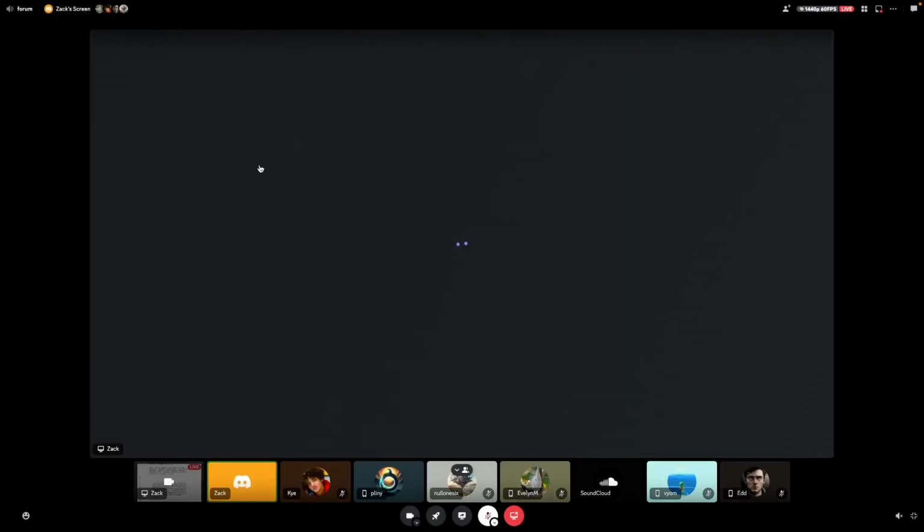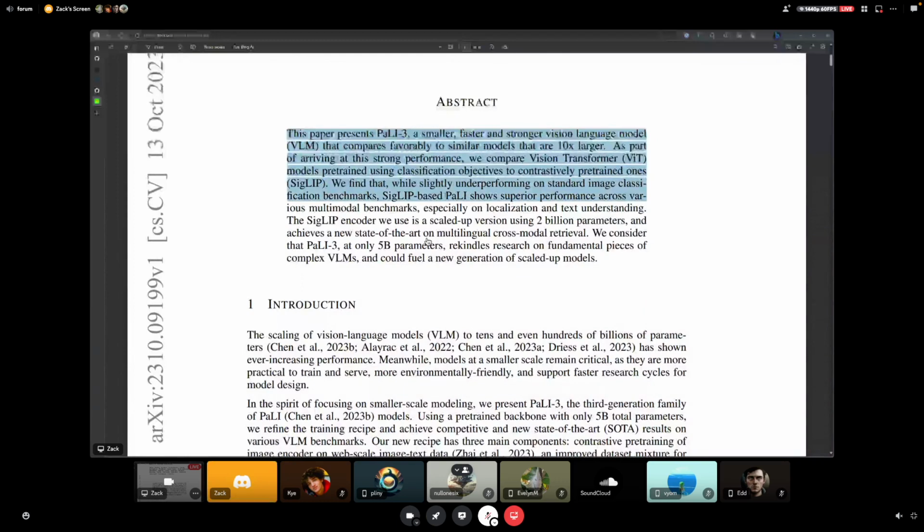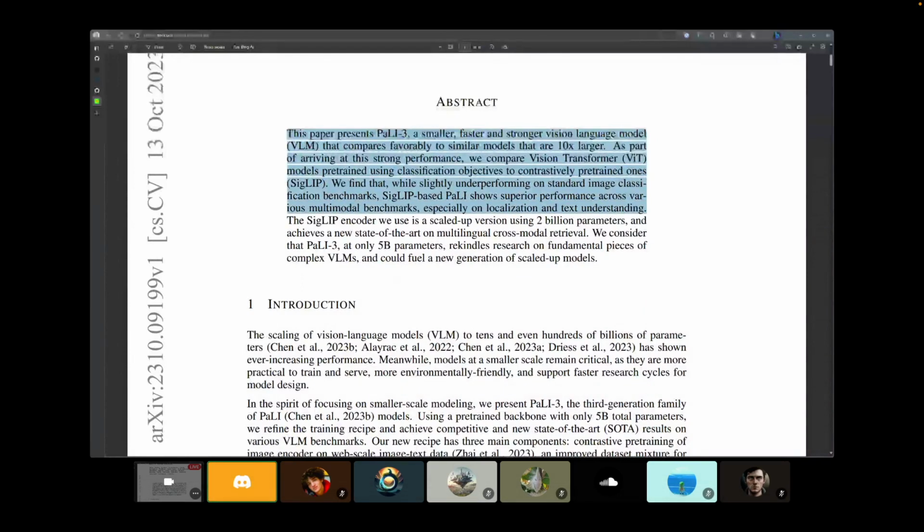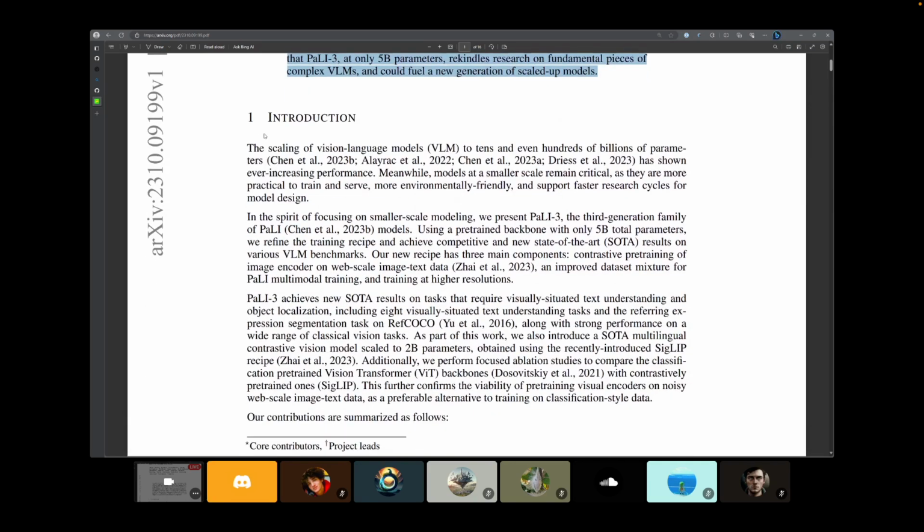Underperforming on standard image classification benchmarks, SigLIP-based PaLI shows superior performance across various multimodal benchmarks, especially on localization and text understanding. The SigLIP encoder we use is a scaled-up version using 2 billion parameters and achieves a new state-of-the-art on multimodal cross-modal retrieval. We consider that PaLI-3, at only 5 billion parameters, rekindles research on fundamental pieces of the complex VLMs and could fuel a new generation of scaled-up models.